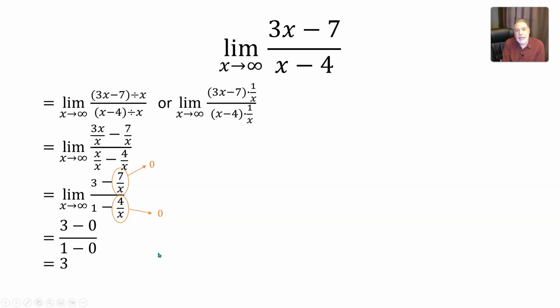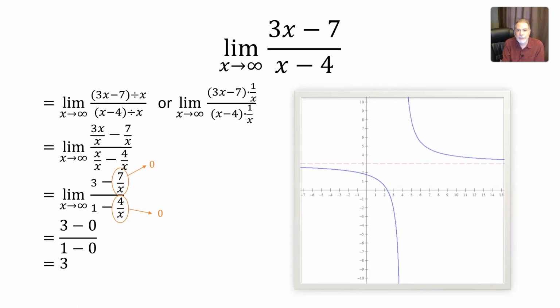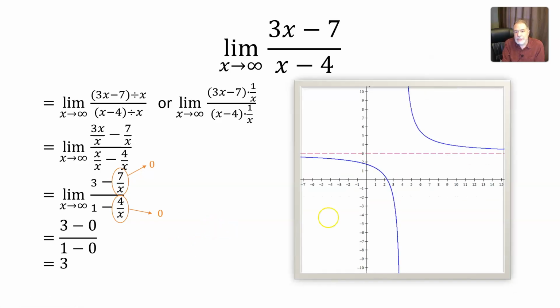The bigger x gets, the closer 3x minus 7 over x minus 4 gets to just being 3. And the graph looks like this. As we head off to the right, the graph levels off, and points on the graph with really large x coordinates have y coordinates that are really close to 3. And so that line, y equals 3, is a horizontal asymptote for the graph of the function 3x minus 7 over x minus 4.